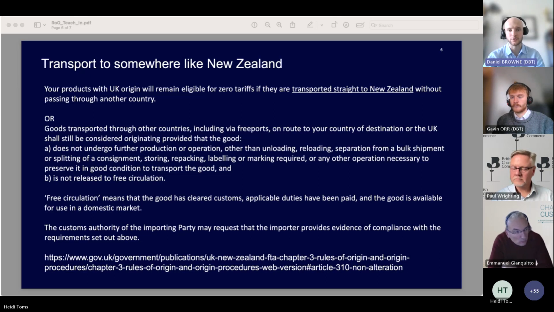So that's why there's a list of specific things that can happen when goods are in transit, basically because those are not sufficient to transform the product and turn it into something else. I hope that is clear as well. Definitely happy to answer any questions here.